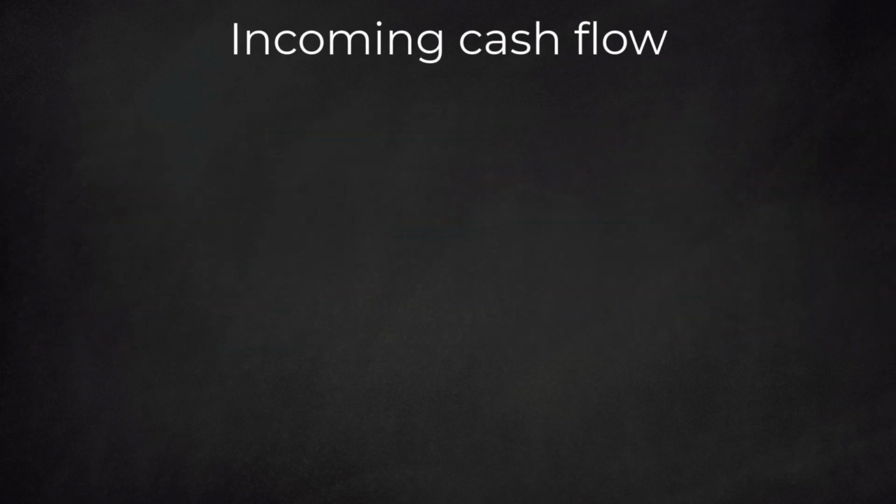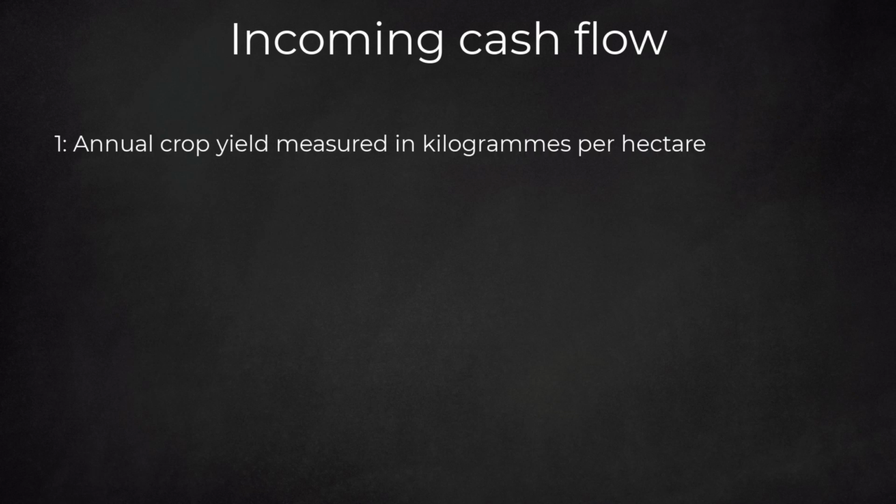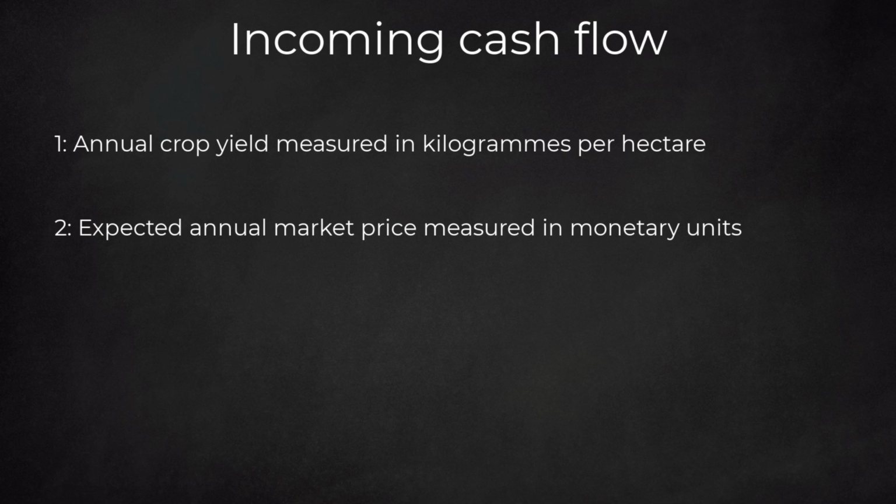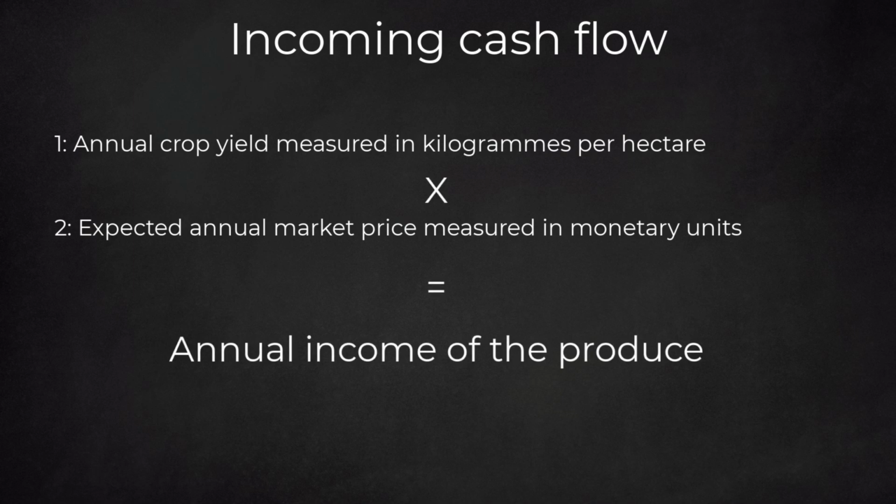For the incoming cash flow, we model the following inputs. Annual crop yield measured in kilograms per hectare. Expected annual market price measured in monetary units. Multiplying these inputs gives us the annual income of the produce. We do this for all crops. The sum results in the annual farming income. Notice that the farmer only must list the crops he tills and the surface of arable land to determine the annual income. Simple like that.